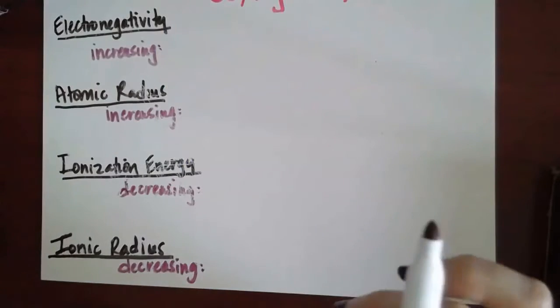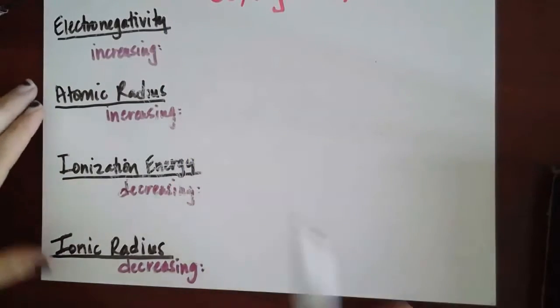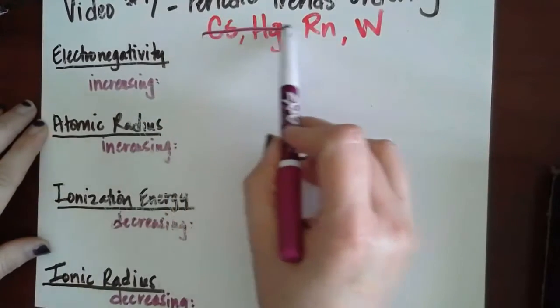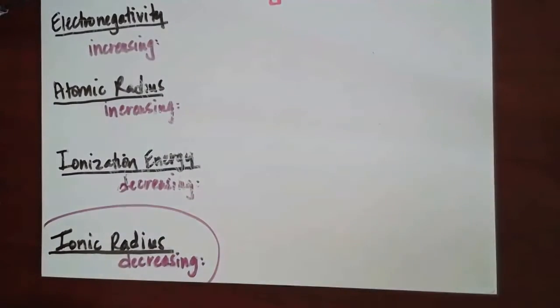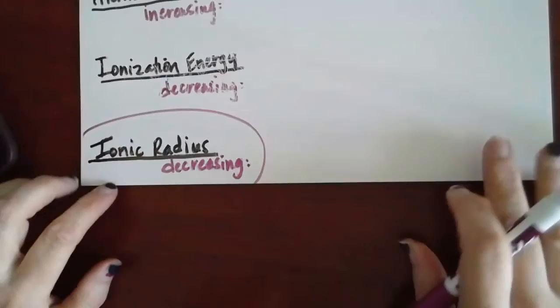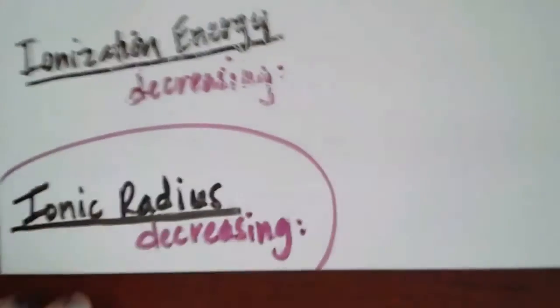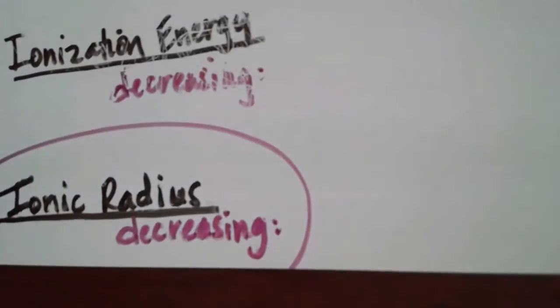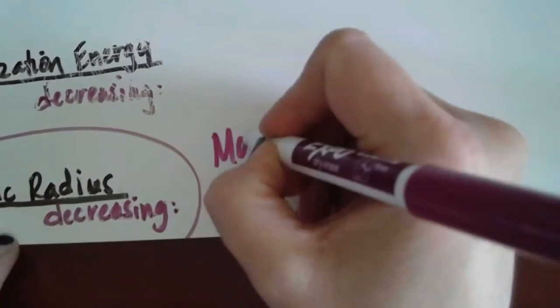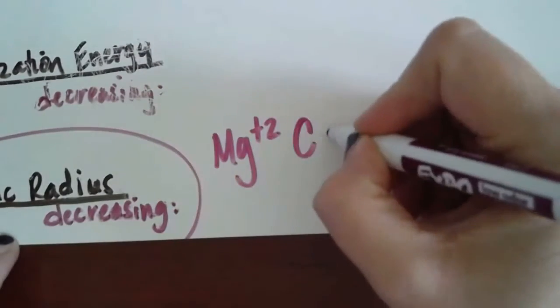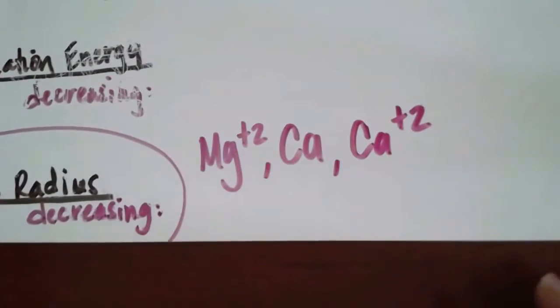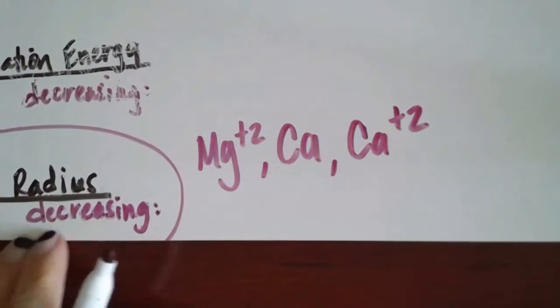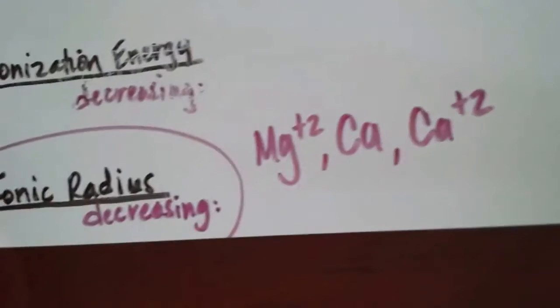Okay, I've erased all the rest of that stuff, and we're going to start over with something new. We're going to get rid of all of these atoms, since none of them have ions. Let's just focus on ionic radius. So let's try the following atoms and see what we come up with. How about we focus on magnesium with a +2 charge, and calcium, and calcium with a +2 charge.